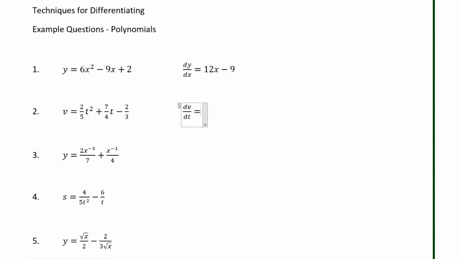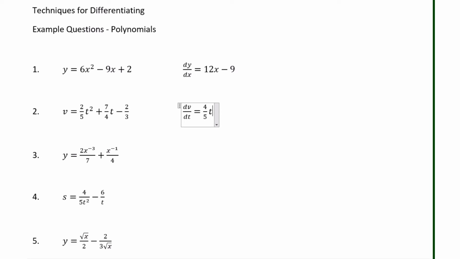Then we look at the first term. Now it's got a fraction in there, but really it doesn't make any difference. You just multiply the power of the variable, so 2 times 2/5, and 2 times 2/5 is 4/5. So I can just write in here 4/5. And then we've got to reduce the power by 1, so instead of being t squared, it's just going to become t. That's the first term done.